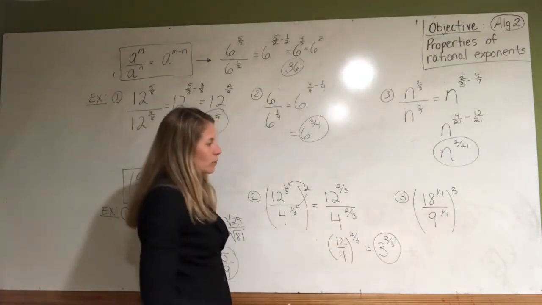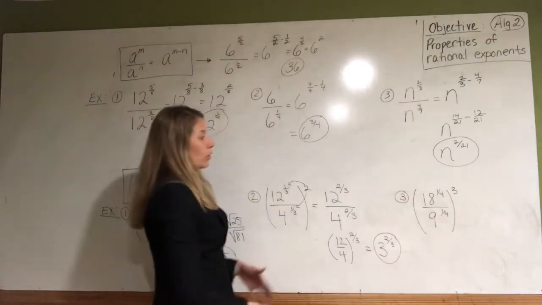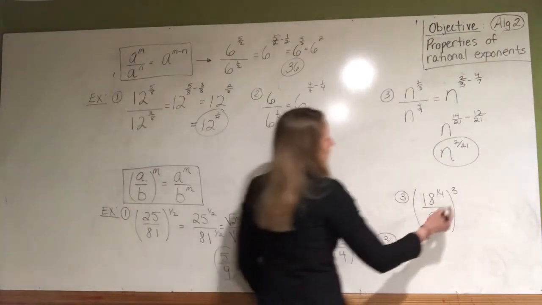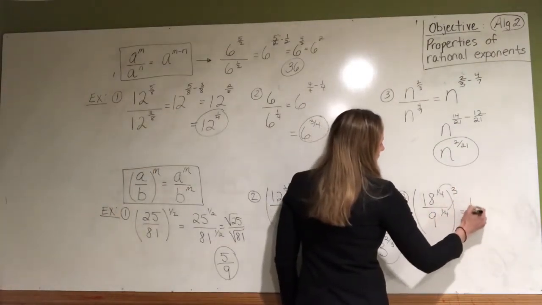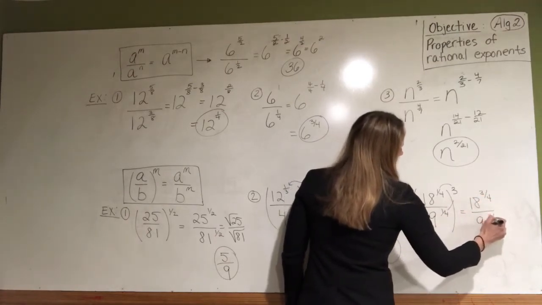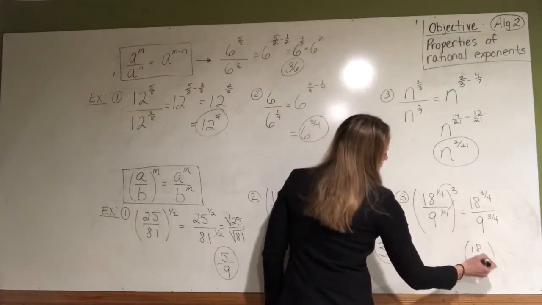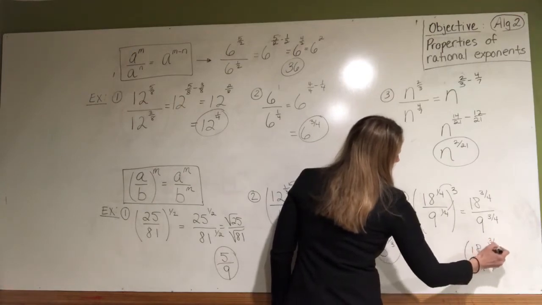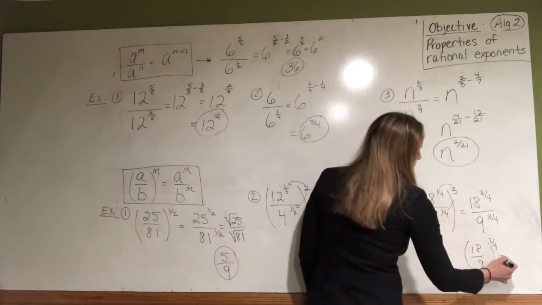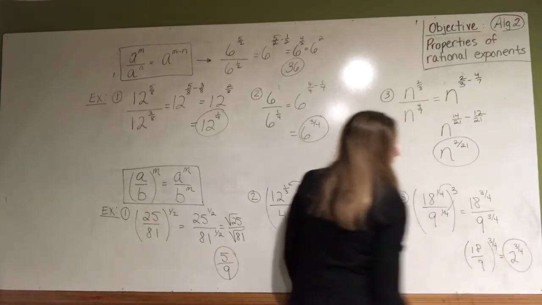So same kind of concept with number 3, whether you want to bring this 3 over first, or you could just realize 18 divided by 9, since they have the same exponent, you can simplify it that way as well. So I have 18 to the 3/4, 9 to the 3/4, and then I notice since they're the same, I can just write that 3/4 outside the parentheses like that, showing that it goes to both, and then 18 divided by 9 is just 2, so I can finish simplifying that all the way out.